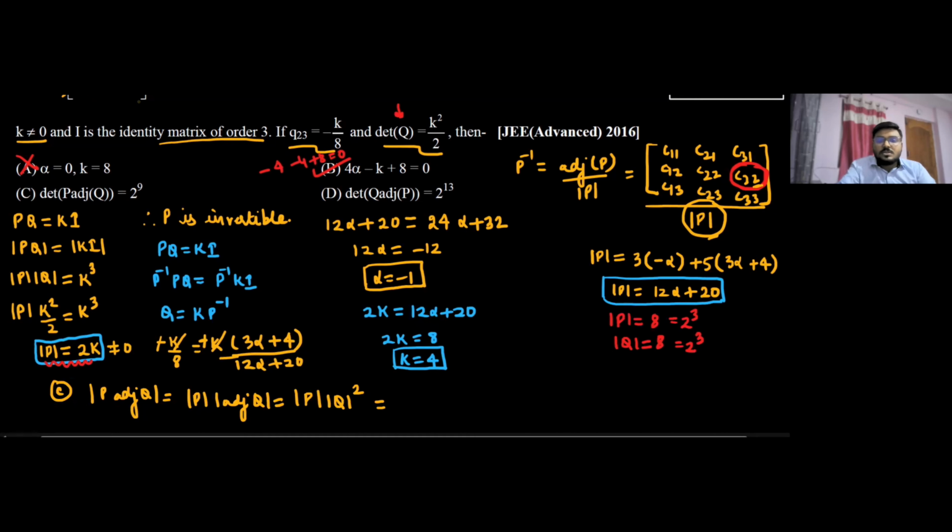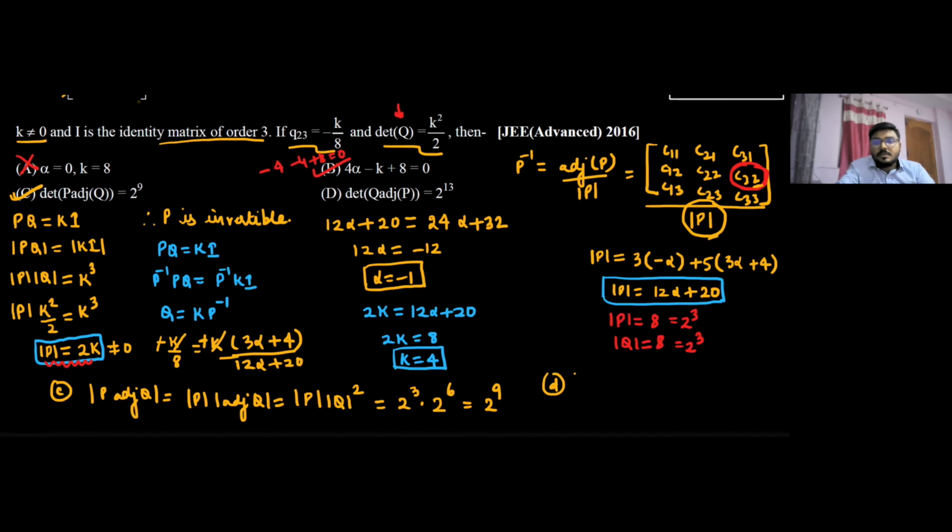Now let's put these values. So determinant P is 2 power 3 and determinant Q square, that will be determinant Q to the power 2, that is 2 power 9. And option C, yes, option C also correct. Now coming to option D is determinant of Q into adjoint P. So that is determinant Q into determinant P power 2. So again, you will get the same answer, means 2 power 9. Therefore, option D is wrong. So finally, option B and C are the correct options for this question.